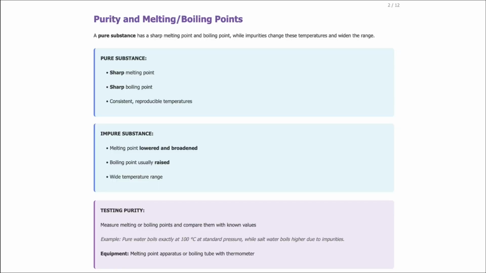Purity tests are simple but vital. Pure water boils exactly at 100 degrees Celsius at standard pressure, while salt water boils higher due to impurities. This principle helps test chemical purity. In labs, use a melting point apparatus or boiling tube and thermometer for accurate readings.